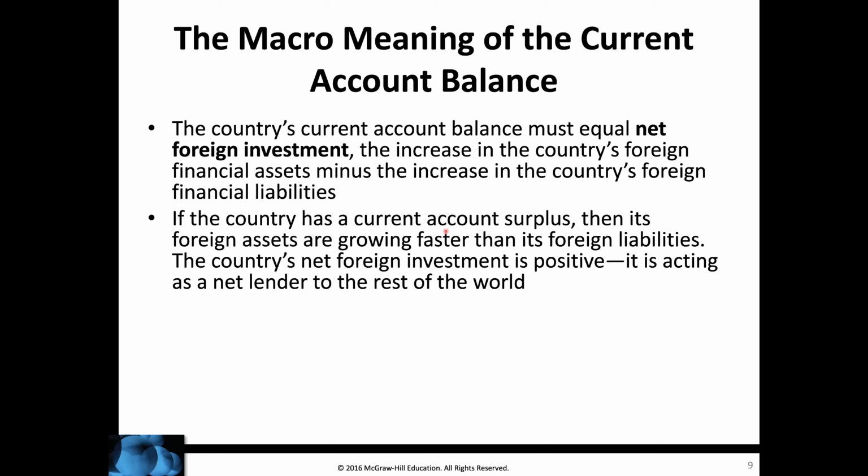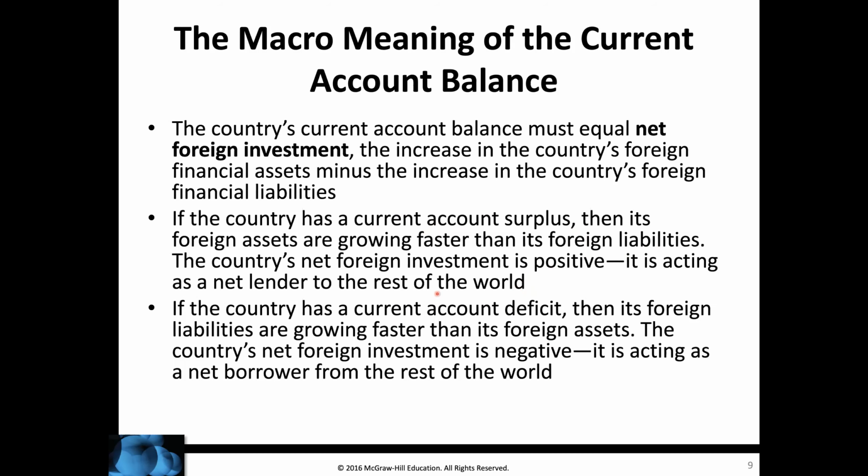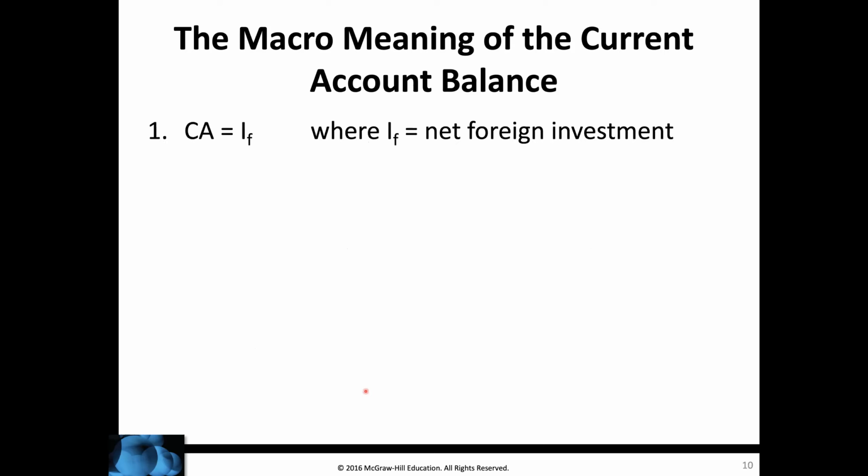So if, as it said, the current account is a surplus, that means we're borrowing less than we're lending to the rest of the world. If the country has a current account deficit, then its foreign liabilities are growing faster than its foreign assets. So we're borrowing more from foreign nations than we are investing in foreign nations. So the country's net foreign investment is therefore negative, and it is acting as a net borrower from the rest of the world.